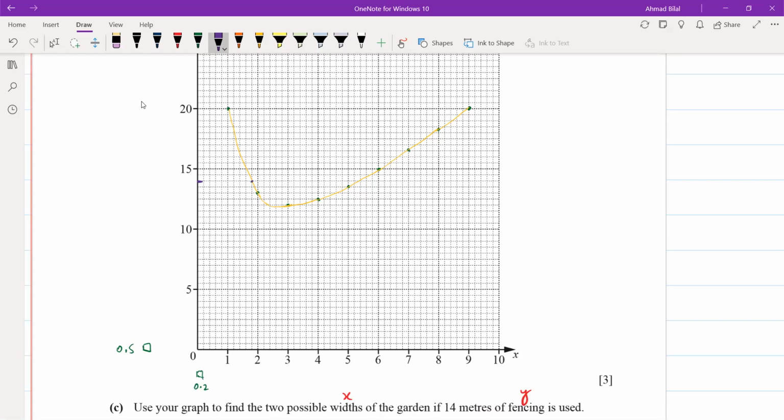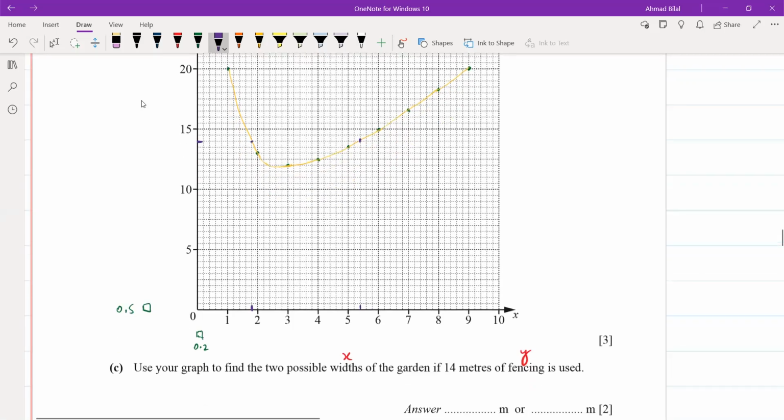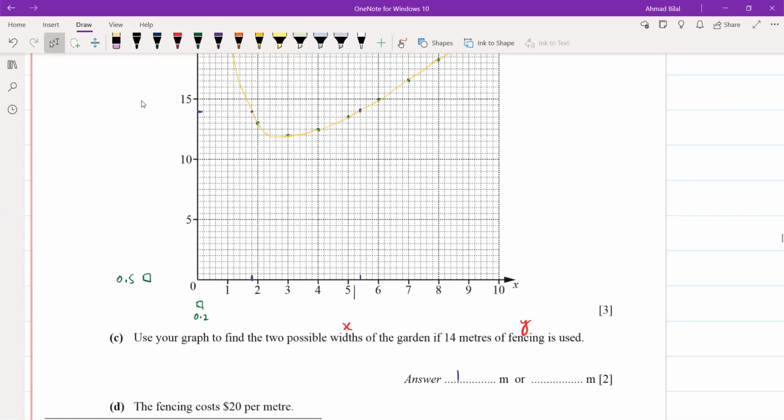So you've got one point here, and another point above 14 is this point here. Just write those two values down. So that's 1.8 meters, and the other value you can have is 5.4. So that is the other value that we get.